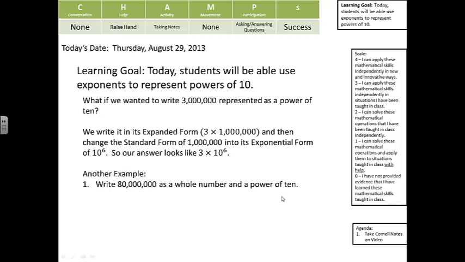So let's look at an example. Go ahead and write the number 80 million as a whole number times a power of 10. Pause the video while you're working on this problem.